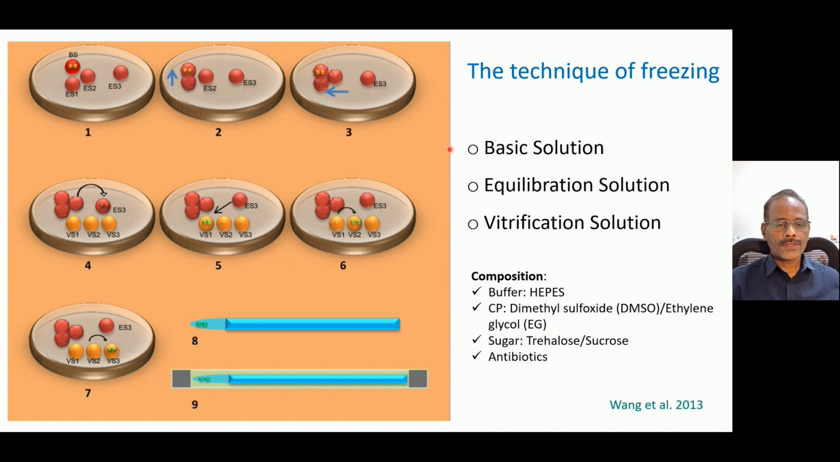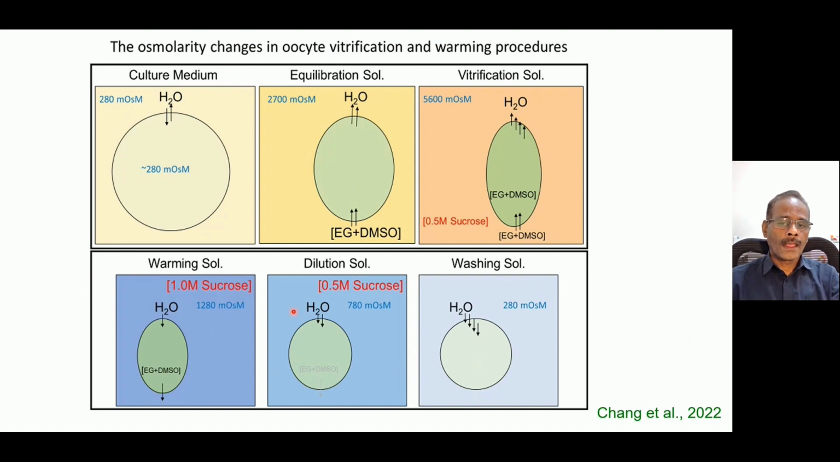So what actually happens during vitrification is that the oocytes are exposed to equilibration solution to get the water molecules out of them. And then once the equilibration is attained completely, the oocytes are transferred to droplets of vitrification solution, and finally they are loaded onto a cryo device known as a carrier and then immersed directly inside the liquid nitrogen.